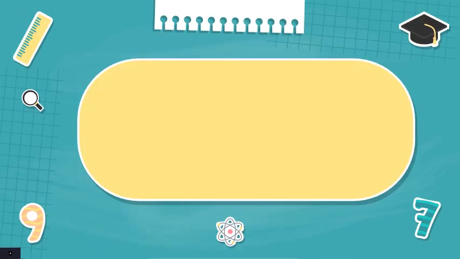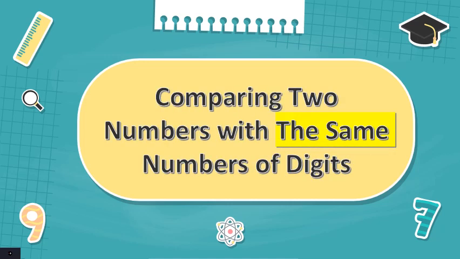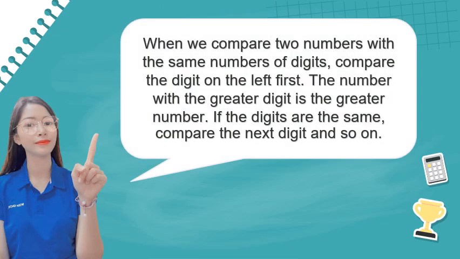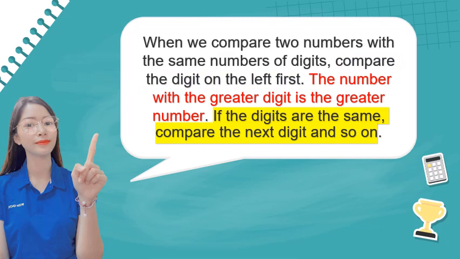Now let's move on to our next lesson. Comparing two numbers with the same numbers of digits. When we compare two numbers with the same numbers of digits, compare the digit on the left first. The number with the greater digit is the greater number. And if the digits are the same, compare the next digit and so on.